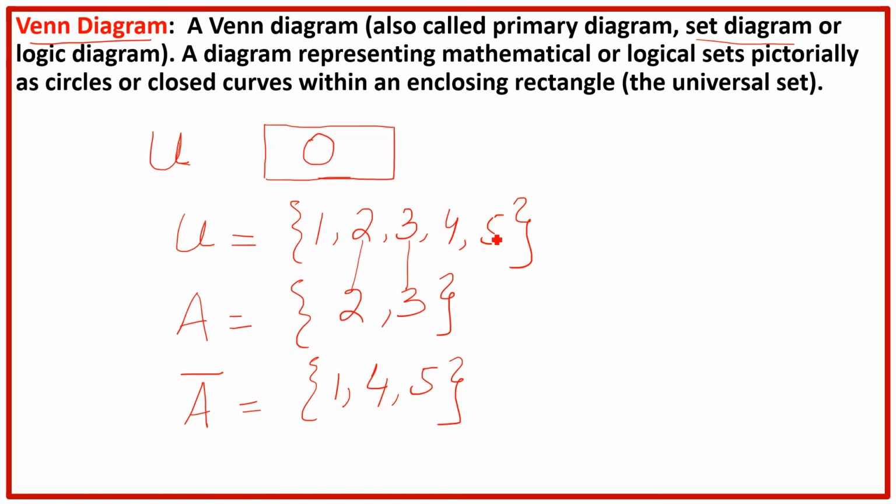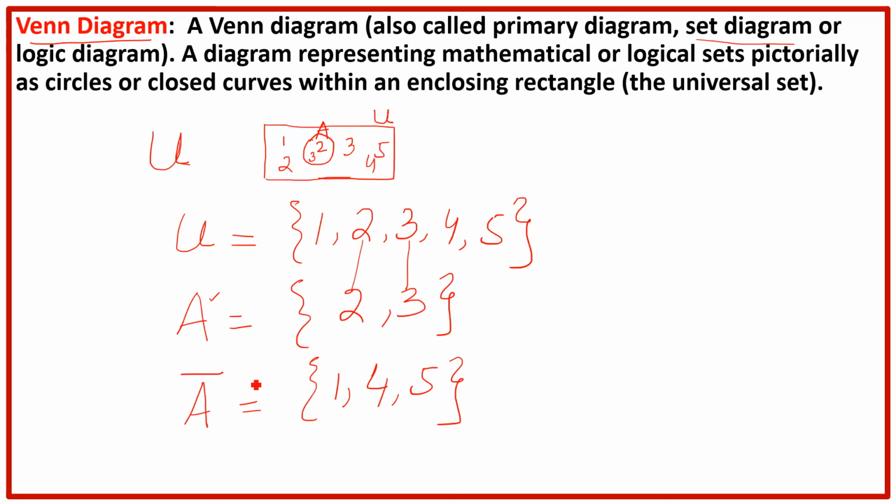So simple. In the form of a Venn diagram, see, this is the universal set. Consists of 1, 2, 3, 4, 5. I will write down 1, 2, 3, 4 and 5. And this rectangle you have to write down. This is U. And we have another set which is A. So this is A. Inside this loop we will write down 2 and 3. And here I will write down this is A. So this is the Venn diagram.